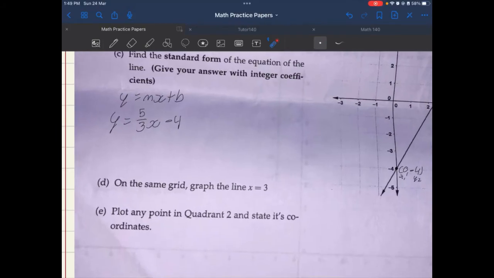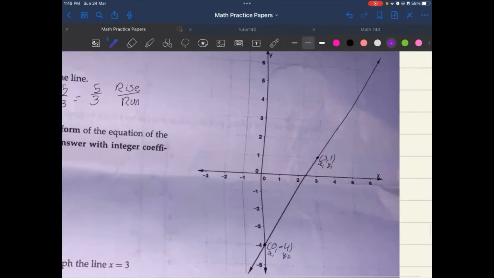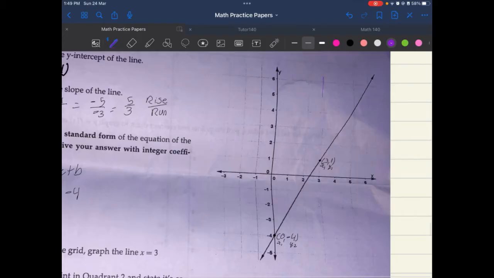On the same grid, graph the line x equals 3. So the line x equals 3 is just a straight vertical line going down. X equals 3. So right down, it's going down at x equals 3.